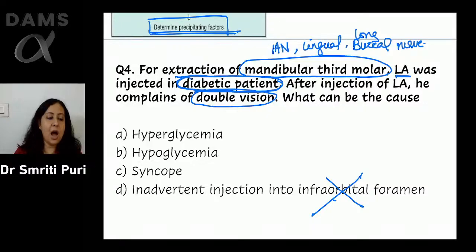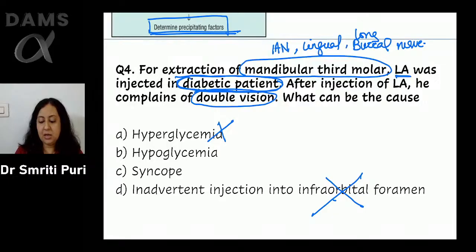Now we have hyperglycemia, hypoglycemia and syncope. In hyperglycemia, the patient is fatigued, extremely thirsty, like dying for water, with extremely frequent urination and fruity breath due to accumulation of ketone bodies, diabetic ketoacidosis. So even hyperglycemia we have ruled out. Now the confusion remains between option B and C, hypoglycemia or syncope.